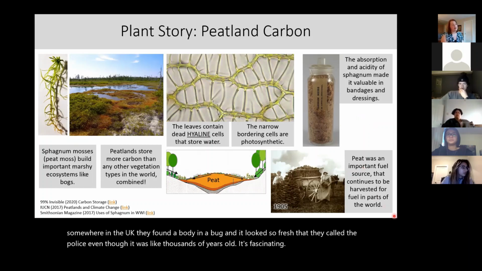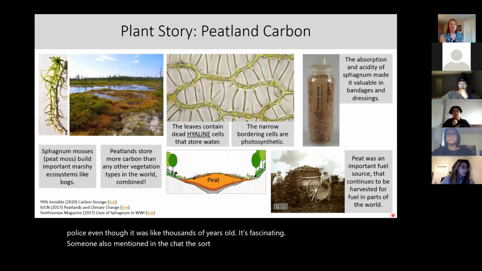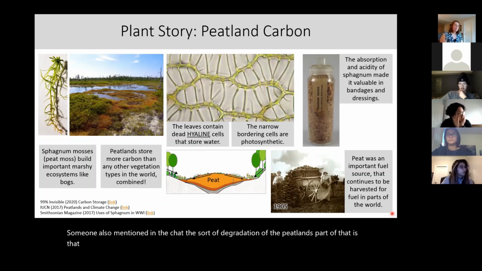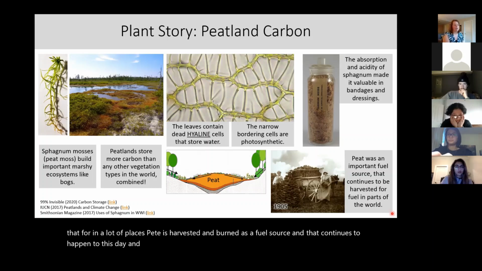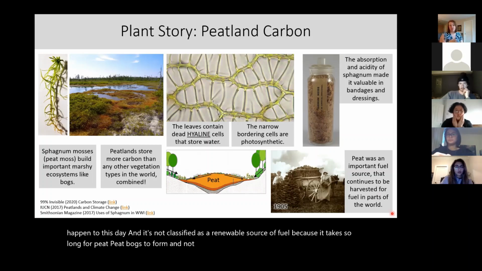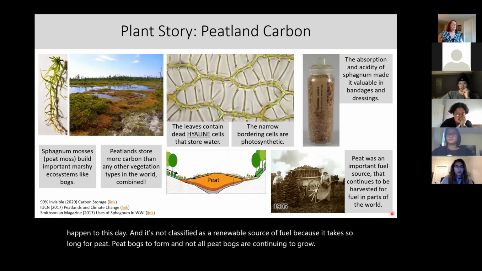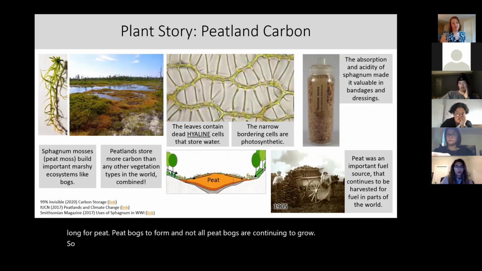Someone also mentioned in the chat the degradation of the peatlands. Part of that is that in a lot of places, peat is harvested and burned as a fuel source, and that continues to happen to this day. It's not classified as a renewable source of fuel because it takes so long for peat bogs to form, and not all peat bogs are continuing to grow. So it's continuing to be an issue in parts of the world.